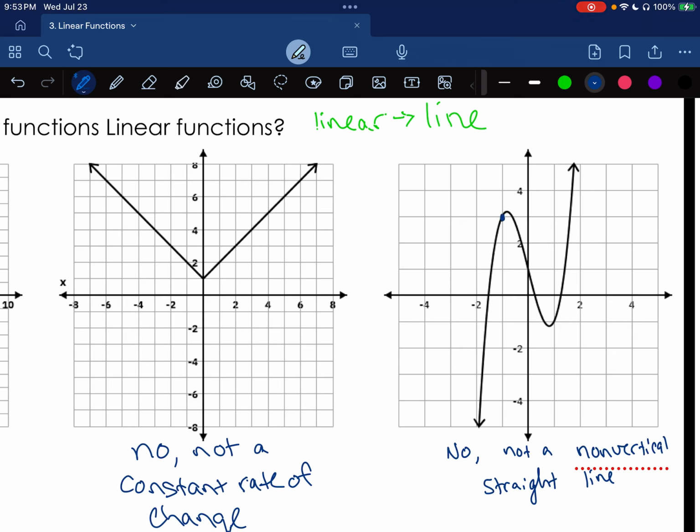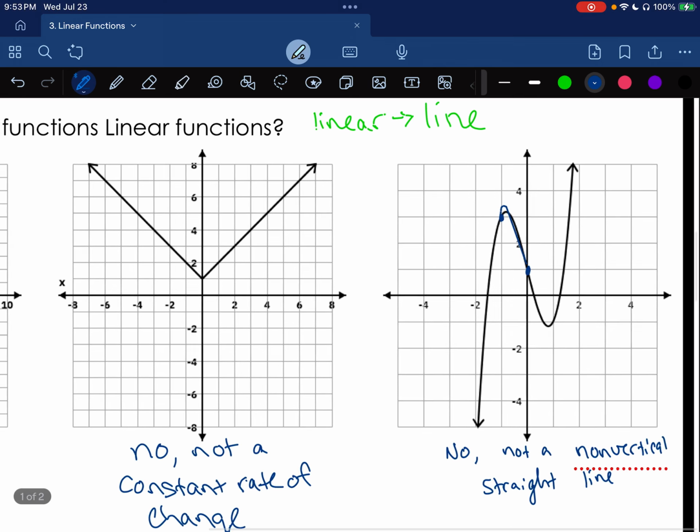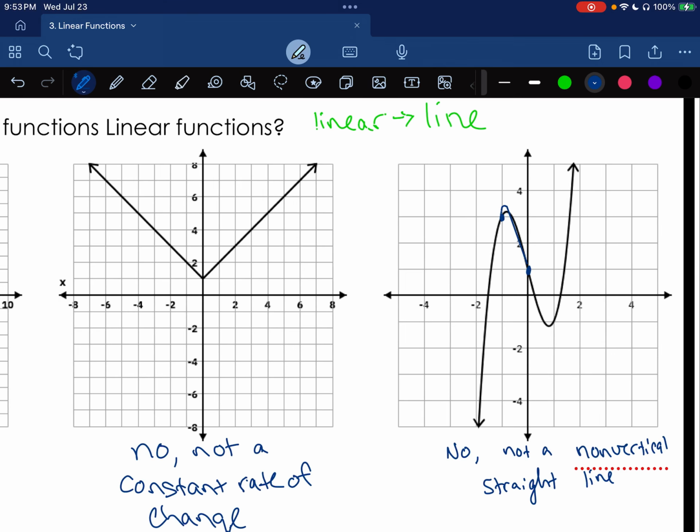Okay, but then between this x value and this next x value over here, I went up a whole bunch, right? So that is non-constant, right? It's a changing rate of change. Alrighty.